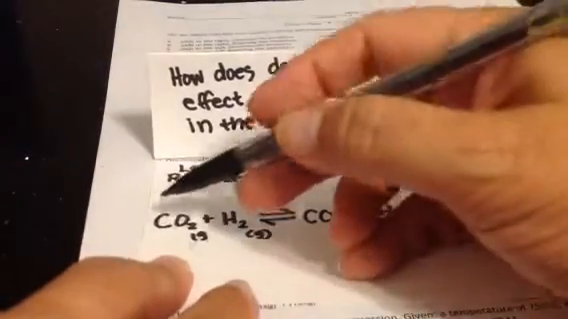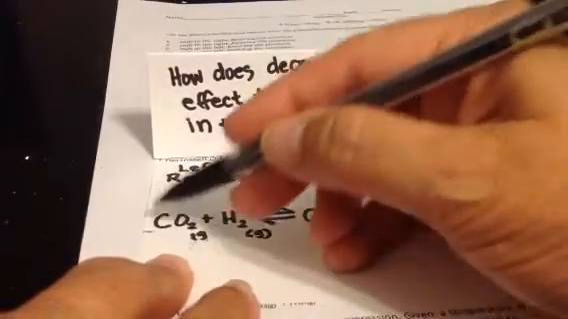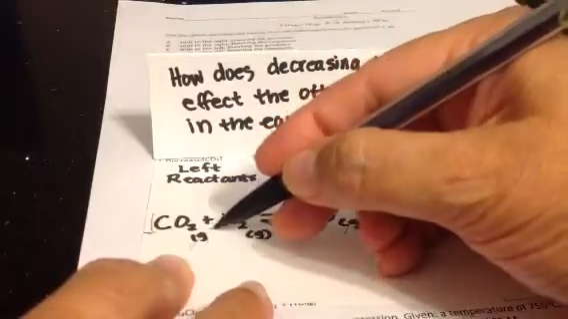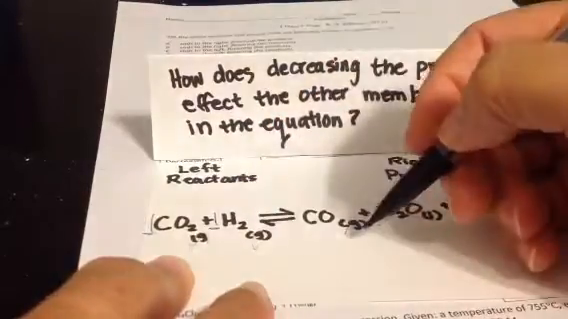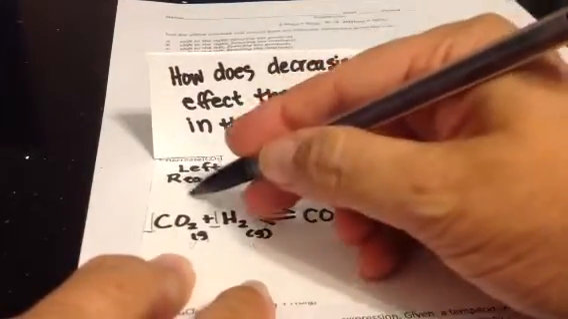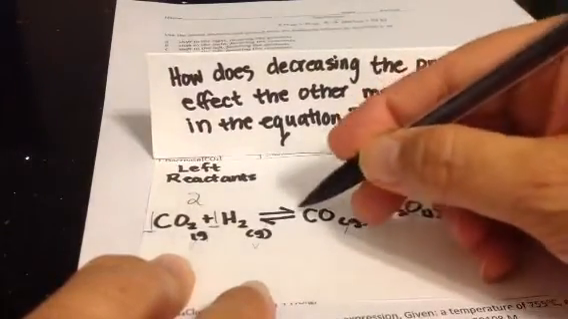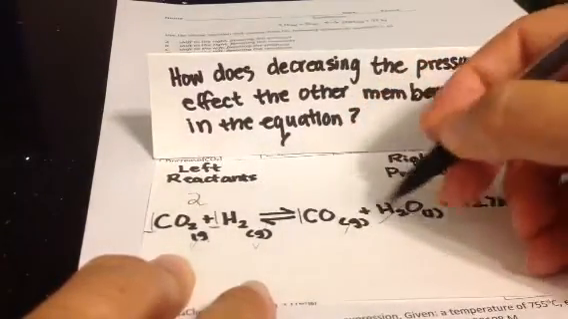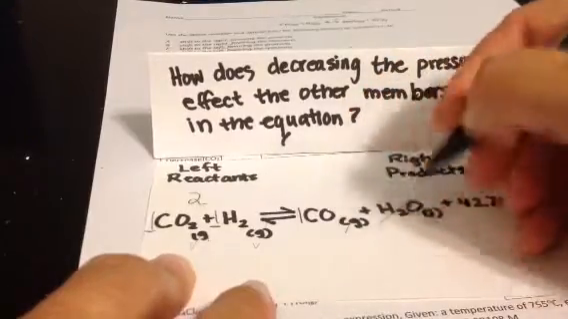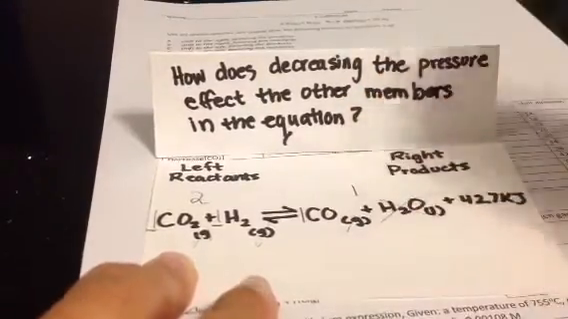So we're going to count up the moles. How many moles is here? 1, if you don't see one. How many moles is here? 1. So the total number of moles of reactants is 2 moles. Over on this side, 1. Remember, we X'd out the liquid, so the total number of moles of products is 1.